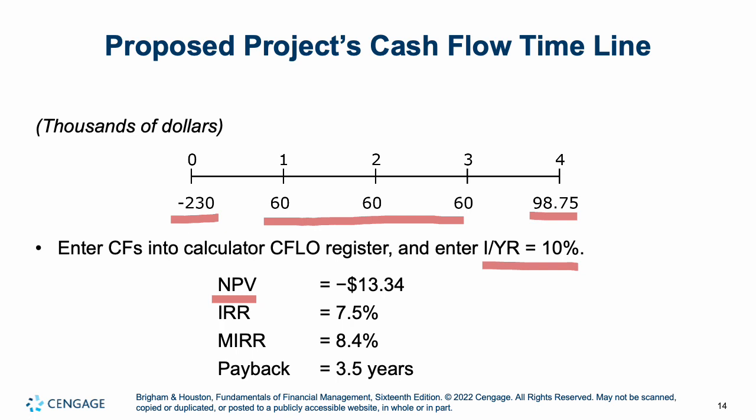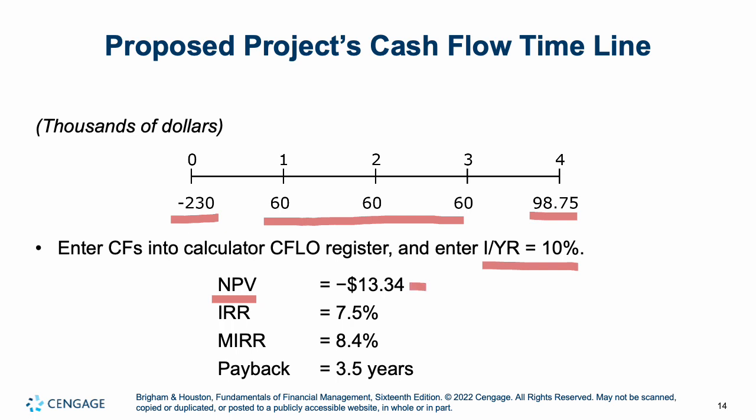You would get an NPV here that is going to be negative. Your NPV here is negative $13.34 thousand or $13,340, an IRR of 7.5%, and a modified IRR of 8.4%. Note both of those are less than your cost of capital, and your NPV is negative.